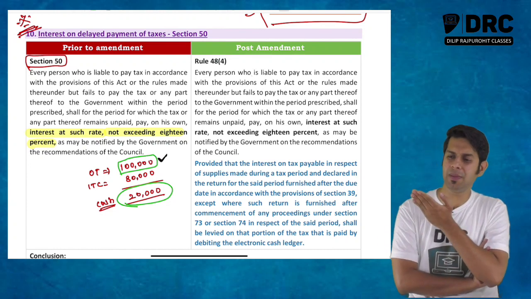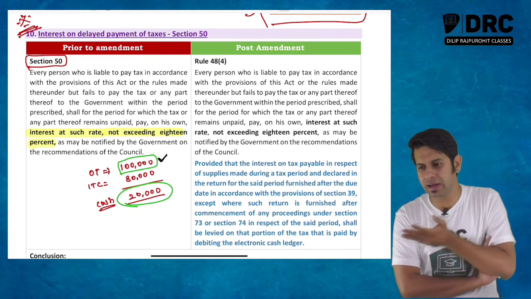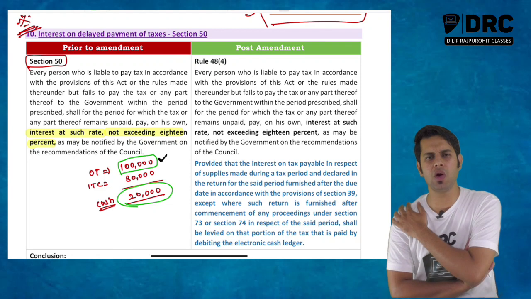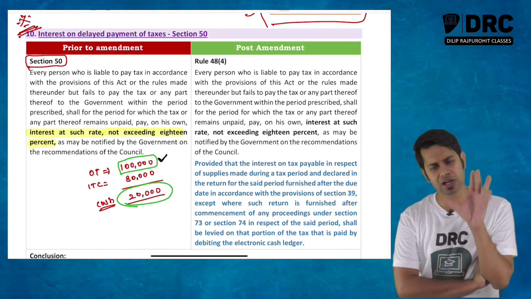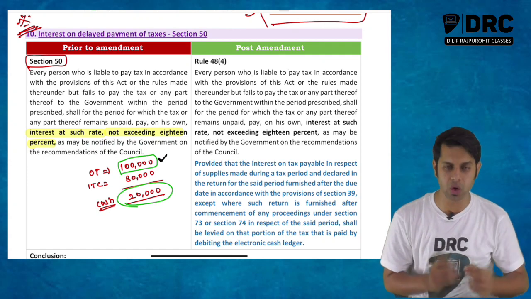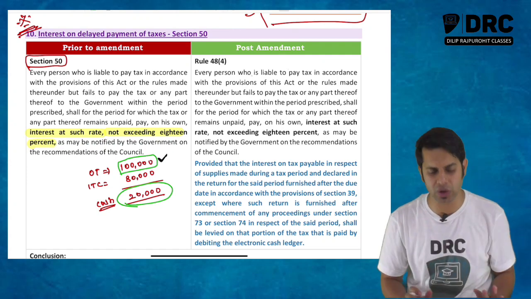The department was telling, please pay on 1 lakh. The client was telling, why should I pay on 1 lakh when I already have a credit balance? I will pay only on 20,000. There was a huge dispute and judgments also came in favor of the assessee, the taxpayer. Now the government has told, okay, wait, don't dispute.